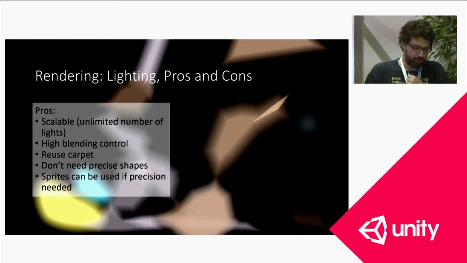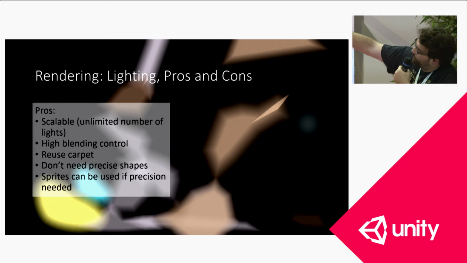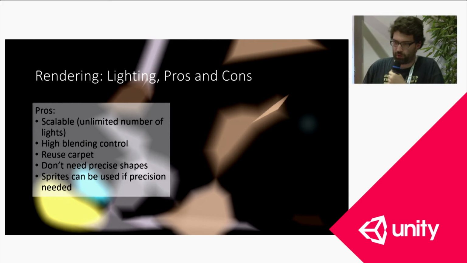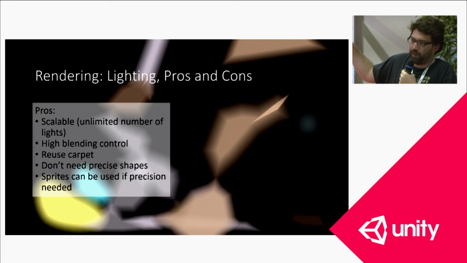We reuse carpets, so it's a cool feature. We don't have to be so precise because, as you can see, the shapes are a little bit of a mess, but it just works because it's just lighting, so you don't see this buffer directly. It's just blended with other stuff. And if we need precision, we can render a sprite in this. If I want a smiley, I can tell my light to render a smiley in this buffer, and it's cool.